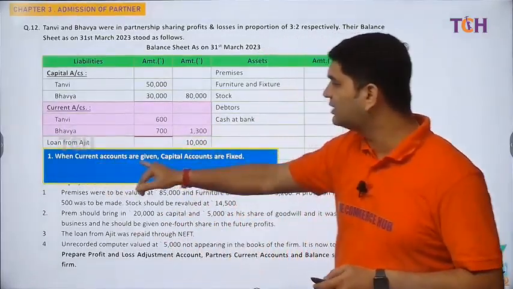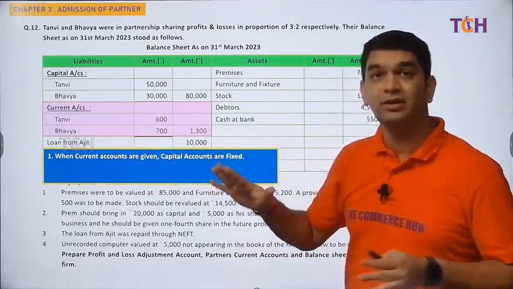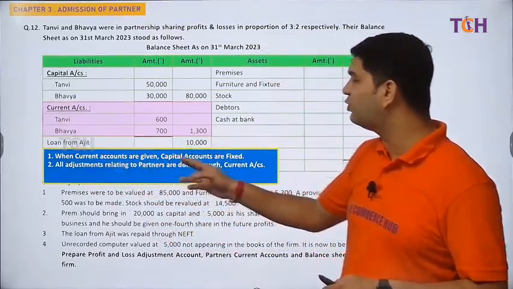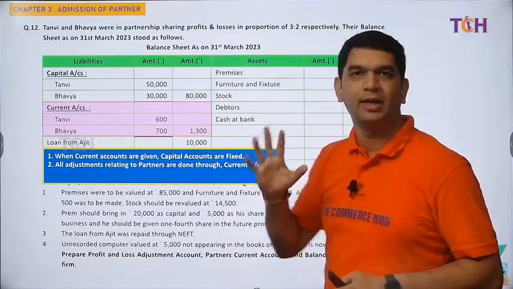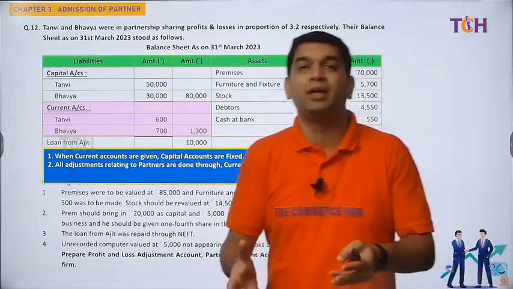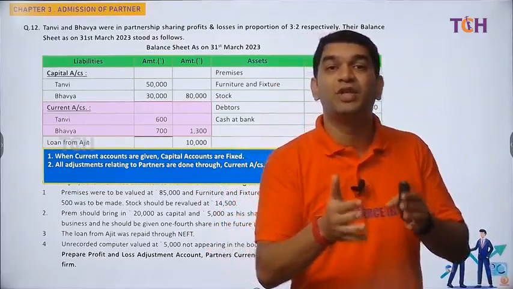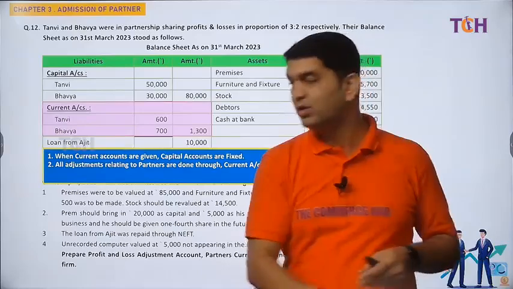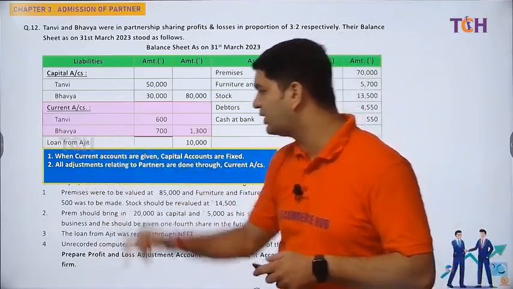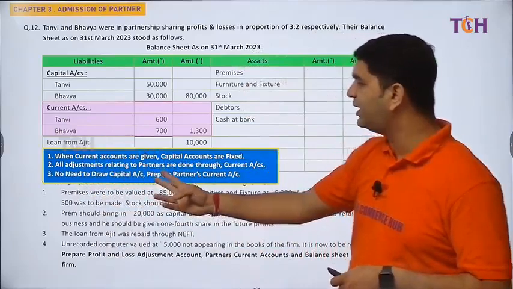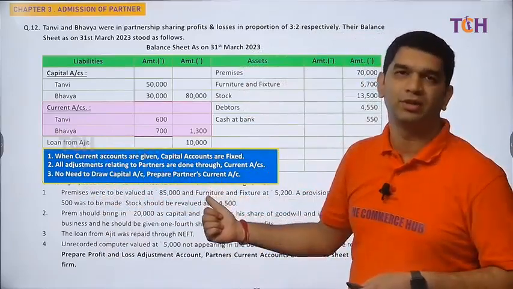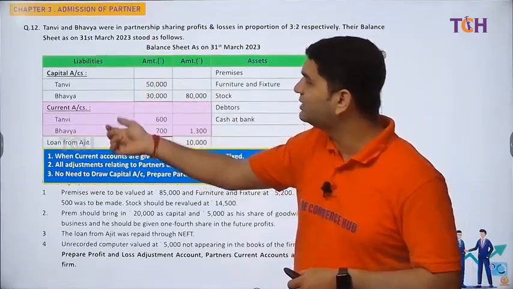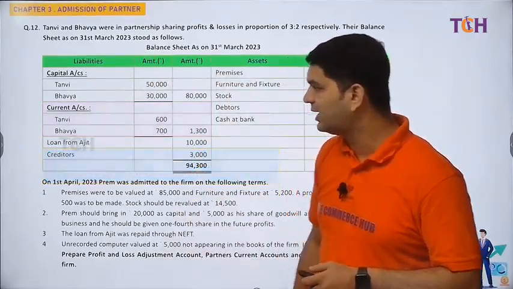When current accounts are given, capital accounts are fixed. So this is a fixed capital method, first of all. Secondly, all adjustments relating to partners are done through current account. Fixed capital means the capital amount should not change again and again frequently. That is the reason we are opening a separate account called current account. So whatever amounts we have will be the opening balances for current accounts. We will be preparing current account straight away.